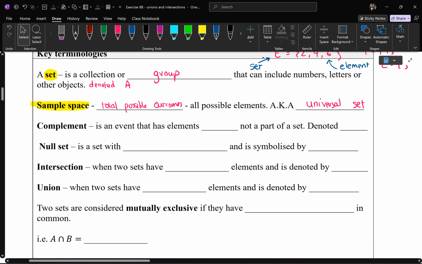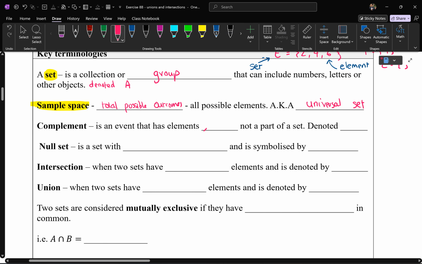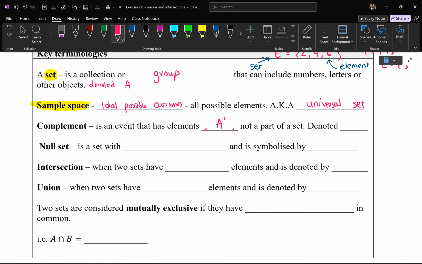Complement, we talked about last session, is an event that has elements that are not part of a set. How do you show that it is a complement? A little apostrophe. The complement of a set is written with a dash, to say that it is all the elements that are not a part of that set. So it is denoted as a dash.